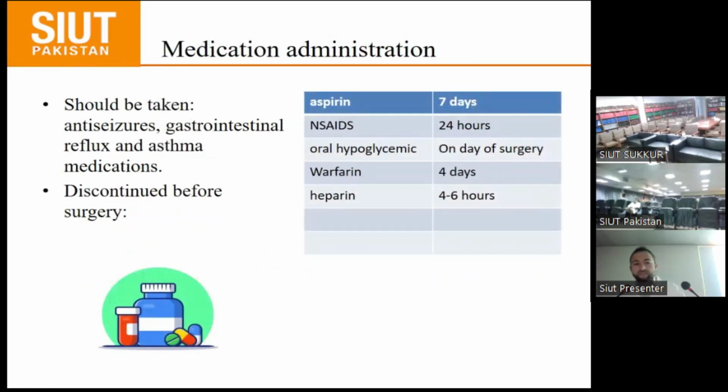So certain medications should be continued and certain should be stopped. Anti-seizure, gastroesophageal reflux, and asthma medications should be continued. And certain drugs should be stopped: aspirin 7 days before the procedure, oral hypoglycemics 1 day before the procedure, warfarin 4 days, and heparin 4 to 6 hours before the procedure.